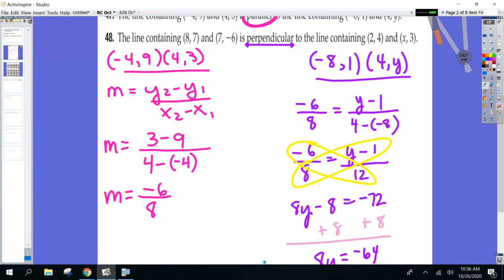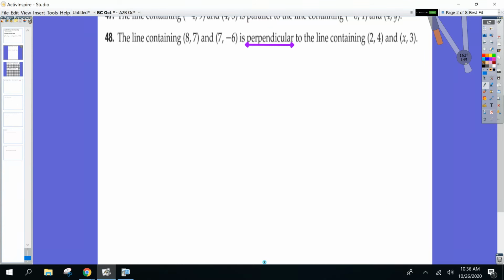48 is done the same exact way, except when I go to find my slope, I don't keep it. I don't keep it for the next set of points because we talked at the end of class on Friday. Perpendicular, negative reciprocal. So I will only go so far here, and then you guys can take it from here.